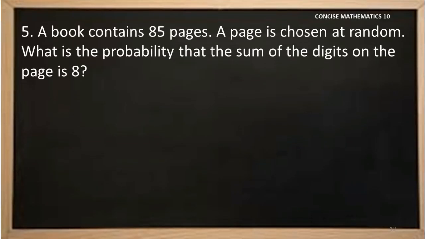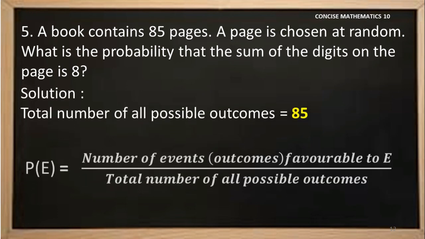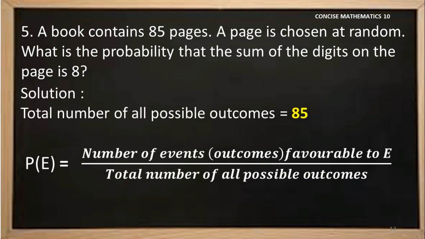A book contains 85 pages. A page is chosen at random. What is the probability that the sum of the digits on the page is 8? Understand the question, children? There is a book which contains 85 pages. That means to say a book is numbered from 1 to 85: 1, 2, 3, 4, 5 and so on up to 84 and 85. Now as it is 1 to 85, total possible outcome is 85 and the formula remains the same.